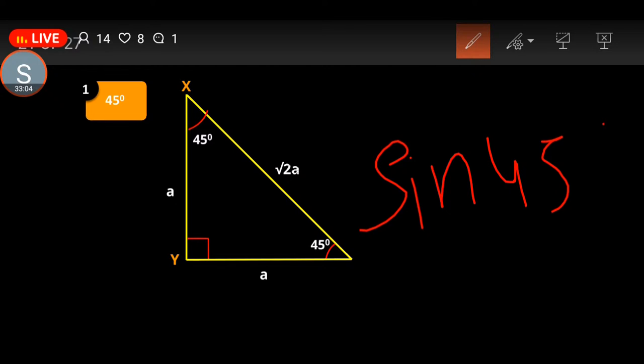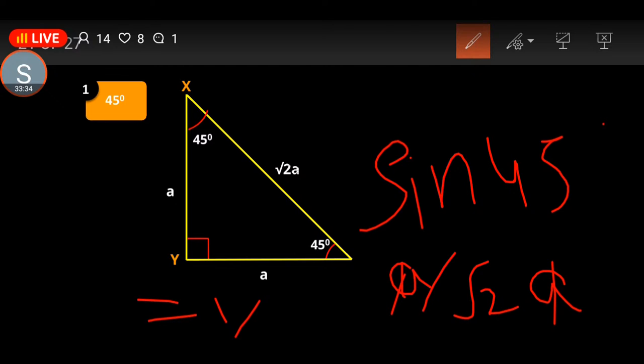Now, just focus on the class. Sine 45. What is sine? Perpendicular by hypotenuse. P by h, that is hypotenuse. That is a by root 2a. A will get cancelled, so the answer will be 1 by root 2. This is the answer. You can check for sine 45 degrees.